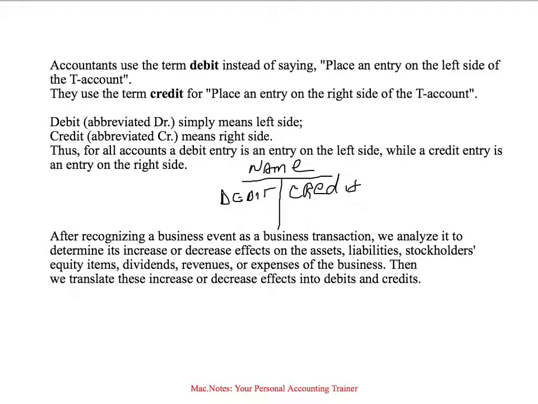Now, back to the language of accounting. Keep in mind, this accounting language was developed in 14th century Venice. And the term for left side is debit. And the term for right side is credit. We abbreviate this by DR and CR. DR means left side, CR means right side. Thus, all accounts have a debit entry on the left side, the credit entry on the right.